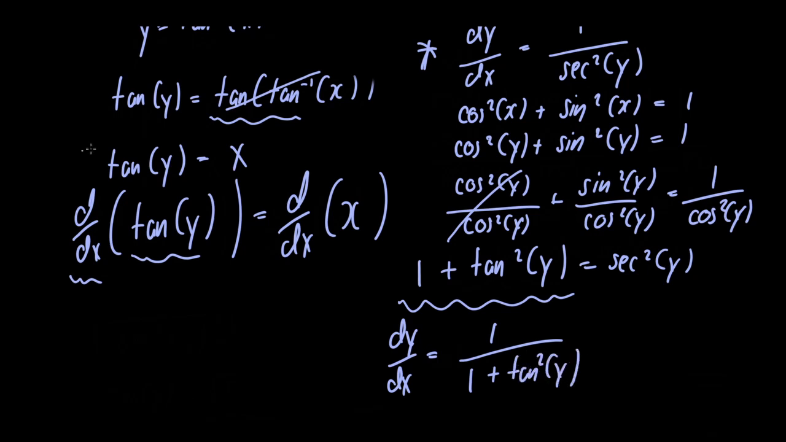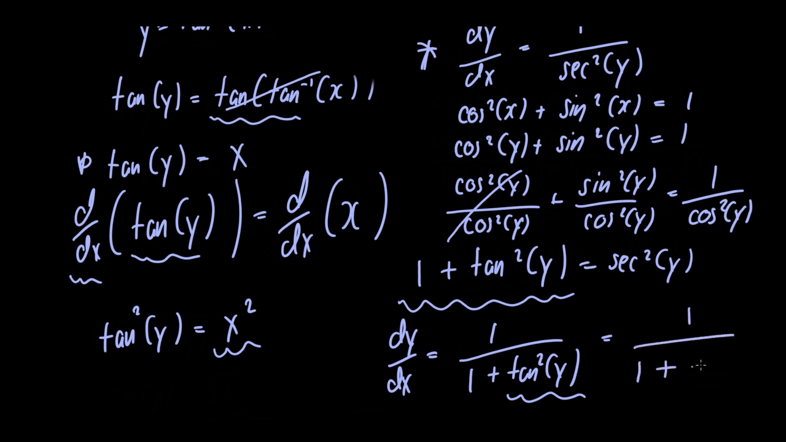Now remember, right here we wrote tangent of y is equal to x. So let's go ahead and square both sides of this equation. Now let's substitute x squared in for tangent squared of y here. So we're going to have 1 over 1 plus x squared. And that's the answer to our problem.